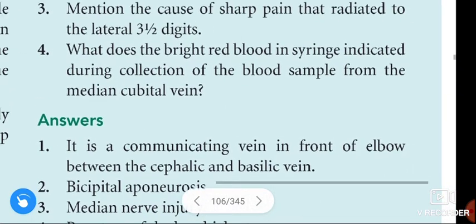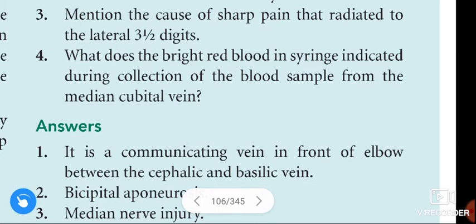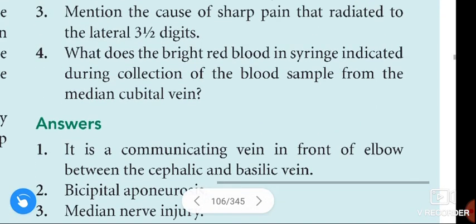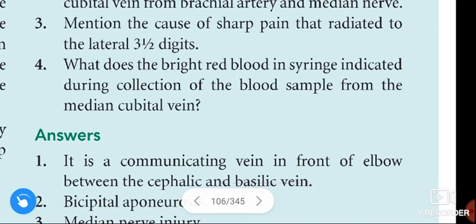And the last question: what does the bright red blood in the syringe indicate during collection of the blood sample from the median cubital vein? That is puncture of the brachial artery. Bright red blood in the syringe indicates puncture of the brachial artery during collection of the blood sample from the median cubital vein.